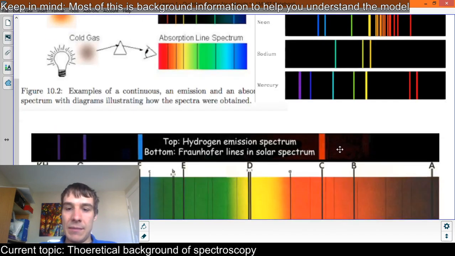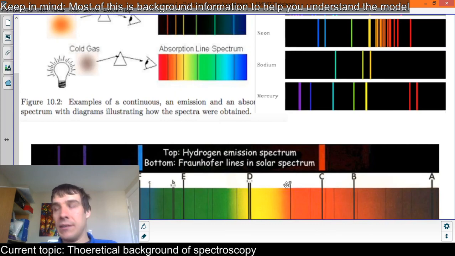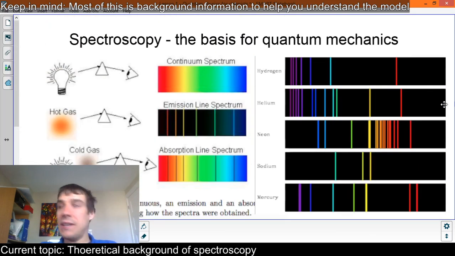And some other ones were the same way. So this B and this little A didn't match elements that they already knew. So they're like, there must be a different element in the sun that we haven't seen on Earth yet. And it turns out it was helium. So helium, the element, was actually discovered on the sun before it was discovered on Earth using spectral lines, which is always a really cool fact.